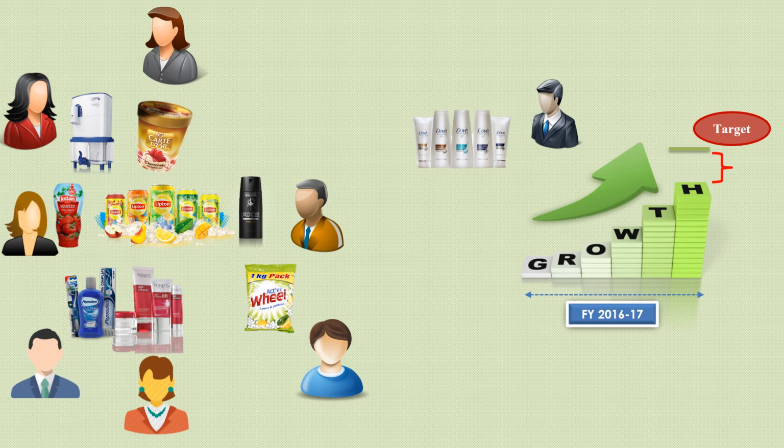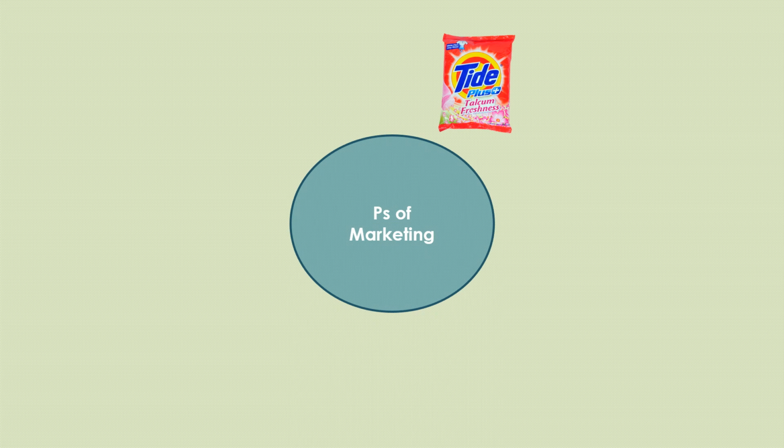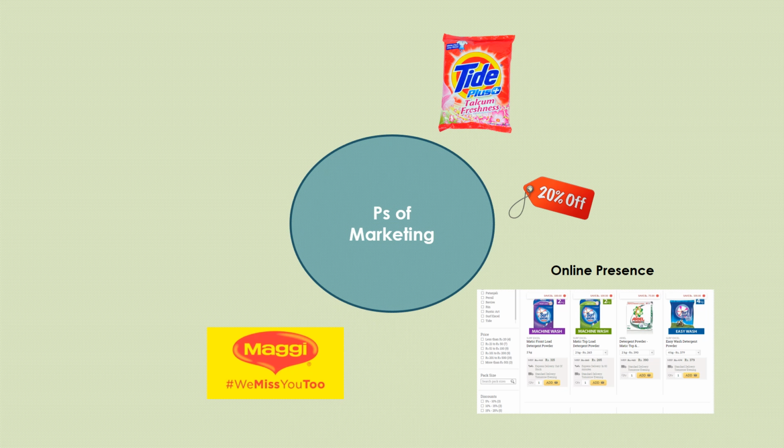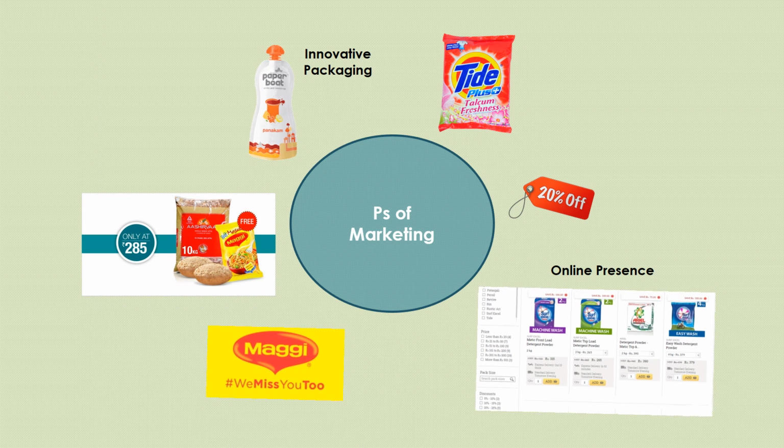If it is less than the target, it straight away reflects in the final profit and loss statement of the company, hence will be questioned on that. To achieve sales targets, a brand manager has the liberty to play with anything amongst product, price, place, proposition, promotion, packaging, etc. However, the number of P's in your purview would be different in different companies.